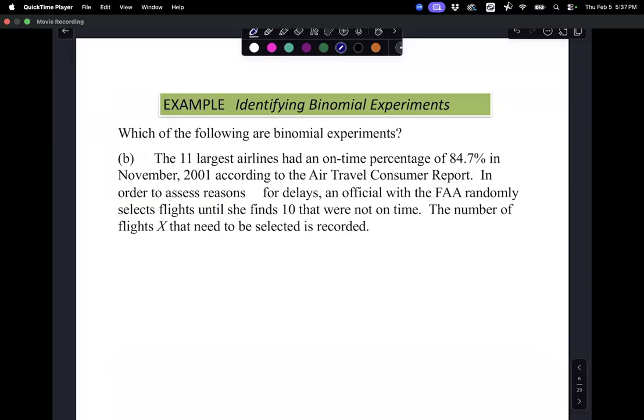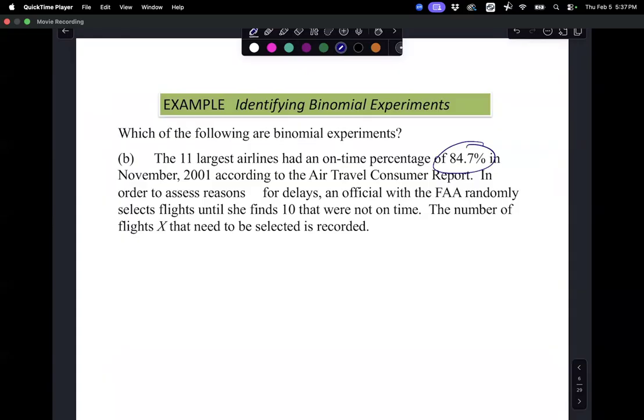So think about what we need. The probability of success, 84.7%. That's good. Does every single trial have the same probability of success? Yeah. Two possible outcomes. It's either delayed or it's not delayed. That's good.